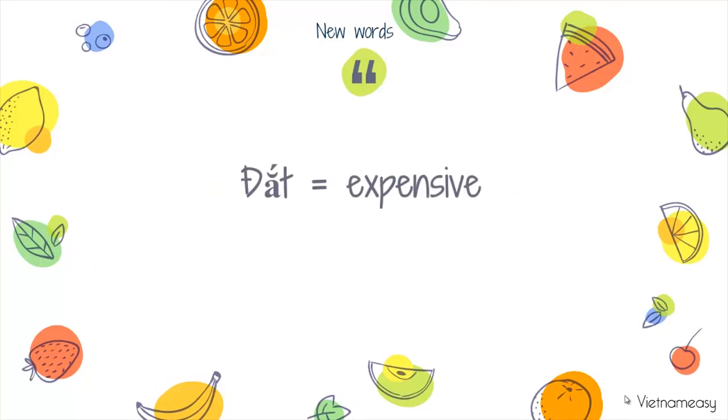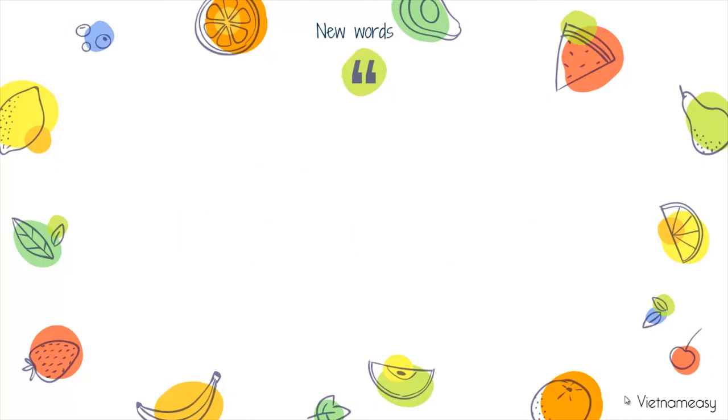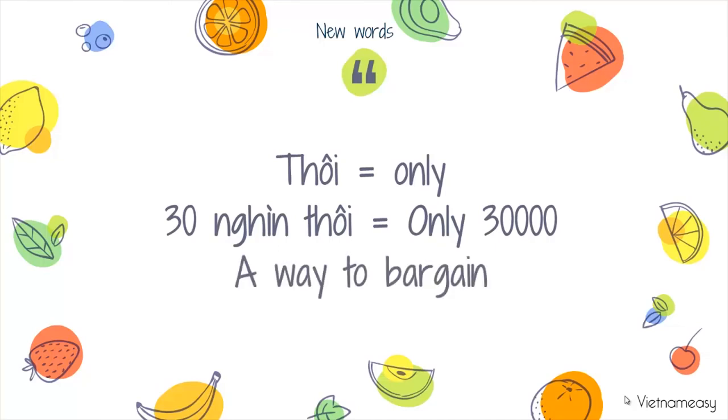Đắt. This means expensive. And we have đắt quá, which means too expensive. Next one we have thôi. Thôi. This one means only. And we have the phrase 30,000 thôi, which means only 30,000. And this is a way to bargain.